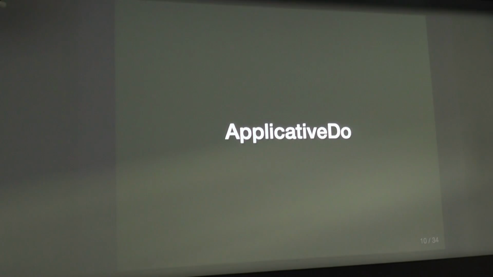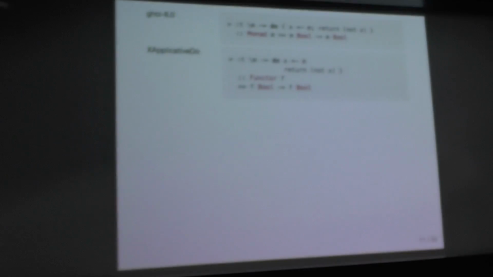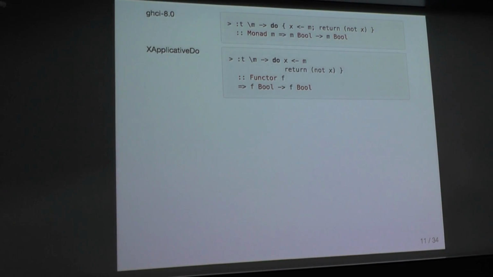Okay, good. Next topic, ApplicativeDo. So we asked GHCi, what's the type of this funny little thing here? It has a do, so it must be something monadic, and indeed, it tells you it's a function that takes an m of Bool and returns an m of Bool. But now we enable the new flag and ask again, and it tells us this time it's a function from f of Bool to f of Bool, where f is a functor.